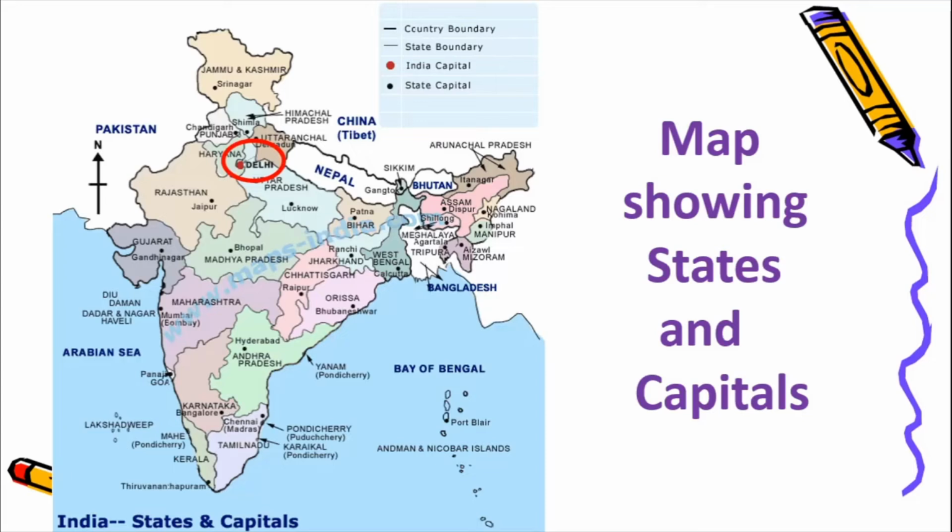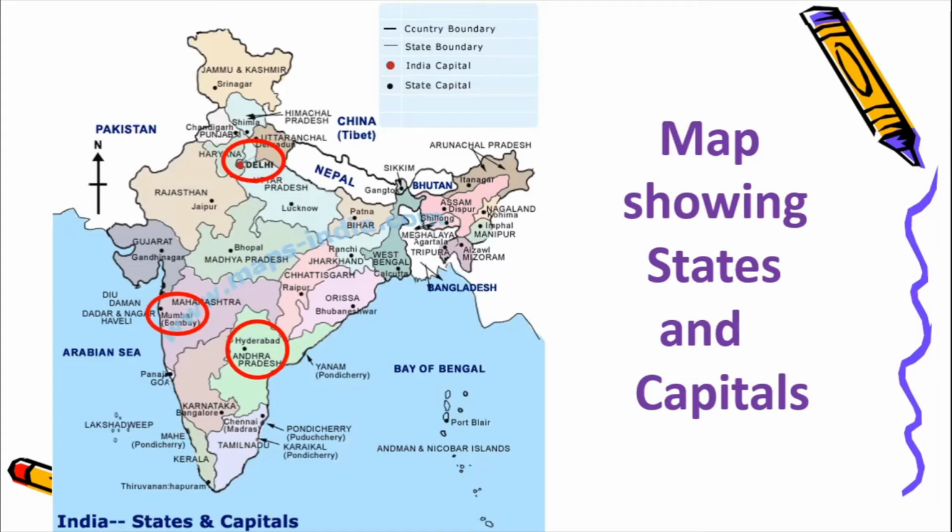Then you have so many black color dots. See here, for Mumbai you have a black dot. That means Mumbai is a state capital. Now there are so many different states and each state has got a capital. So see, Maharashtra, the capital is Mumbai. Then you will have Andhra Pradesh, where the capital is Hyderabad. So you have so many state capitals also.